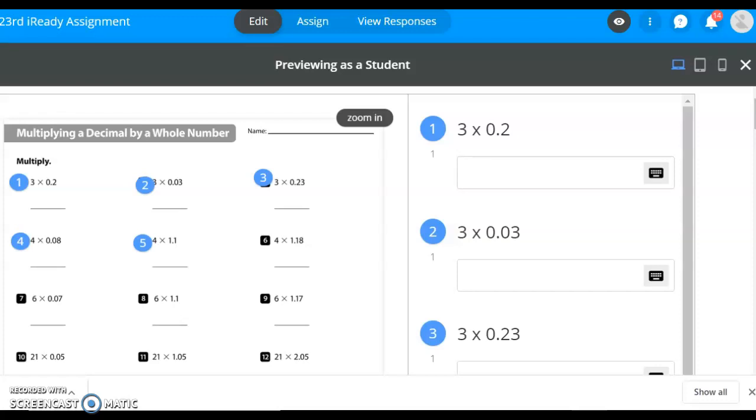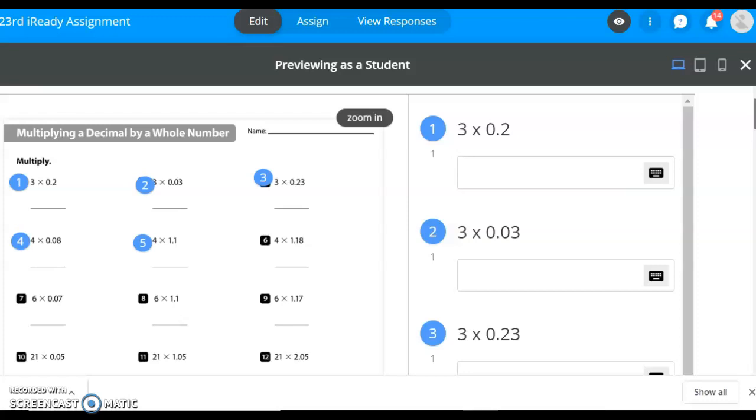Today's assignment is multiplying and dividing using decimals. And while it's been a little while since we've done that, I think it's going to come back to you very quickly. All right, so let's just take a look at some of the problems that we'll be doing.